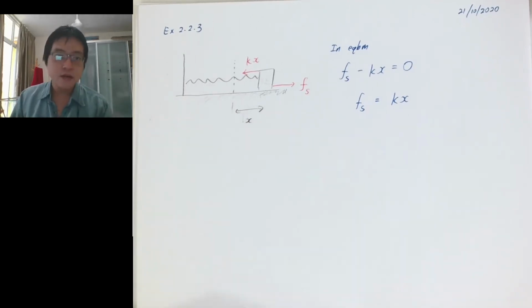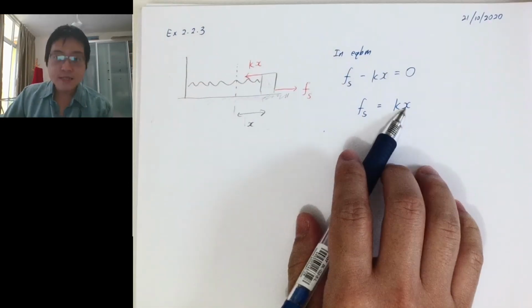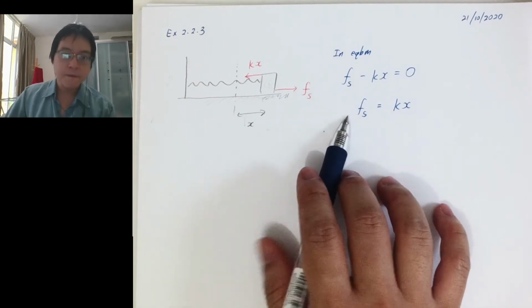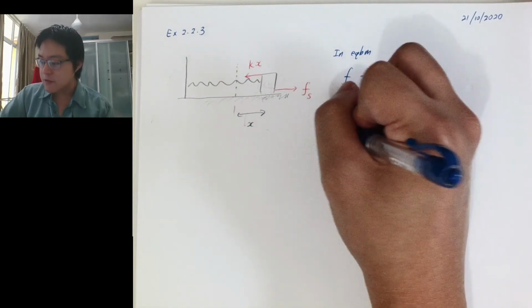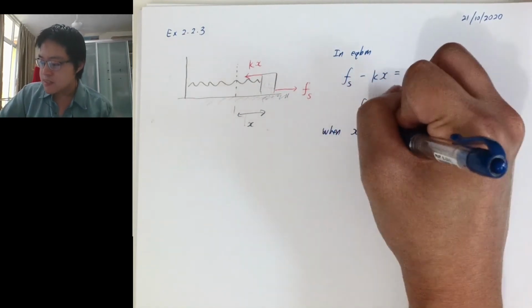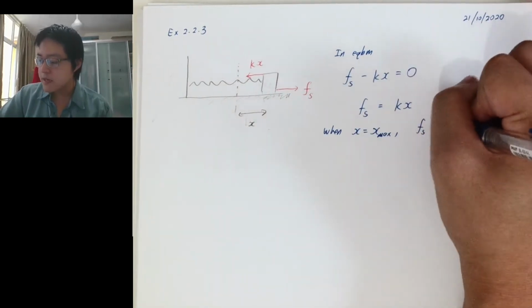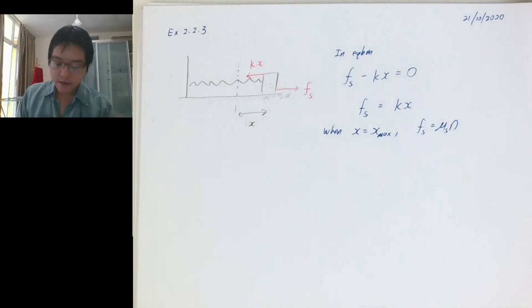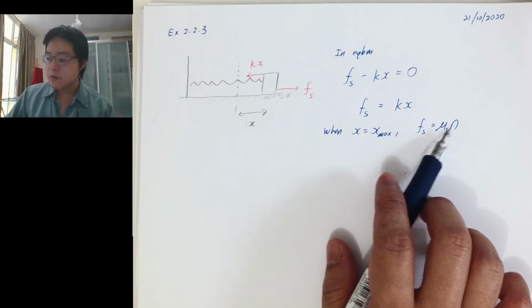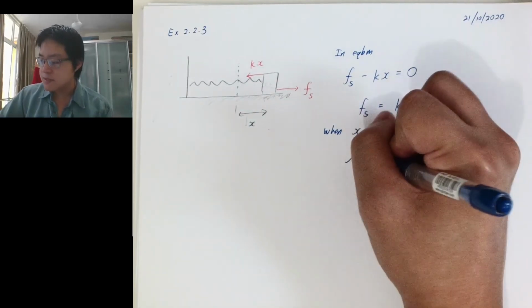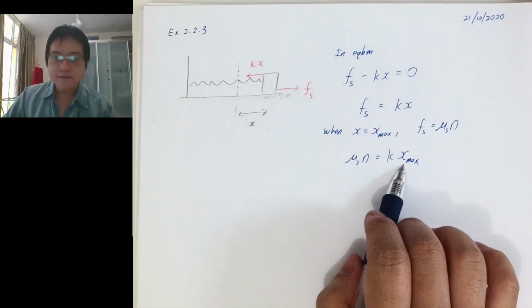But it can only do so until a maximum point. If x is small, the friction is correspondingly small. If x is larger and larger, the friction is larger and larger until there's a maximum value. So when x reaches some maximum value, Fs will be mu s times n, right? So mu s times n is equal to kx maximum. Sorry, the question is asking for what is the x maximum, right?